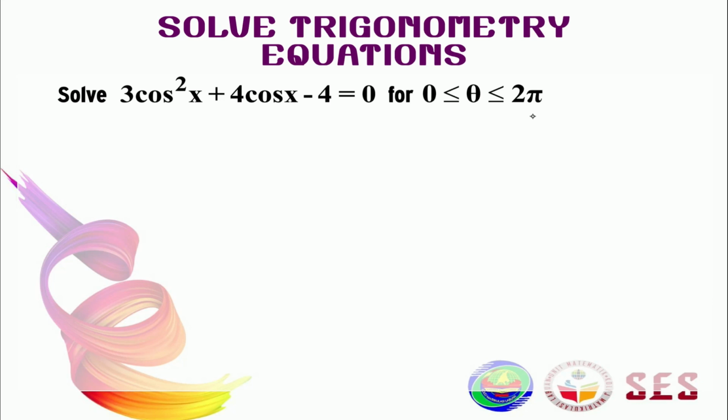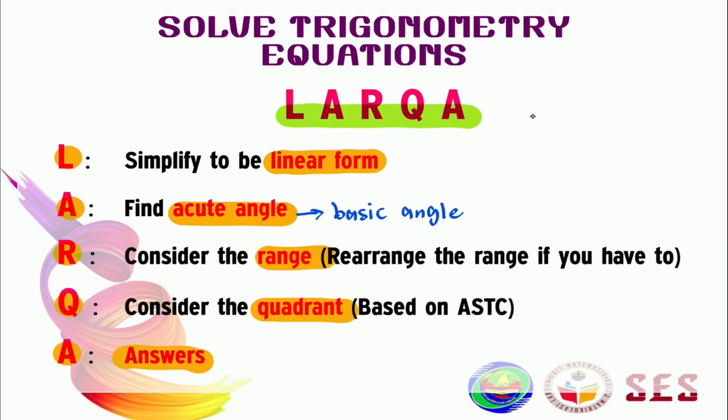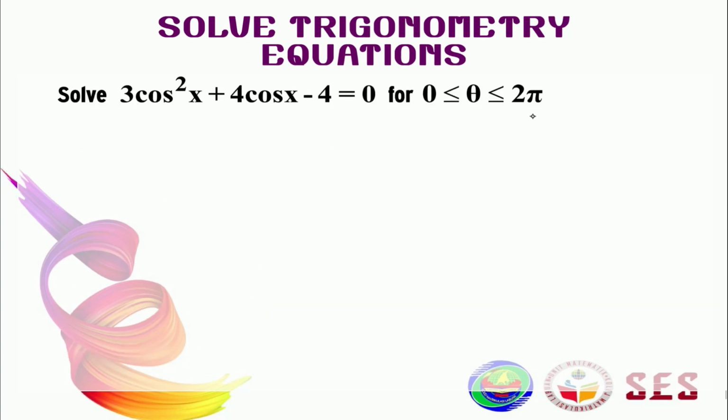In the last video, we've discussed how to solve trigo equations by using the 5 steps that we call LARCA. Let's refresh our memory a bit. Those 5 steps are L, that is for linear form, and then A for basic angle, R for range, Q for quadrant, and then finally A for the answers. So, let's take a look at our last example here.